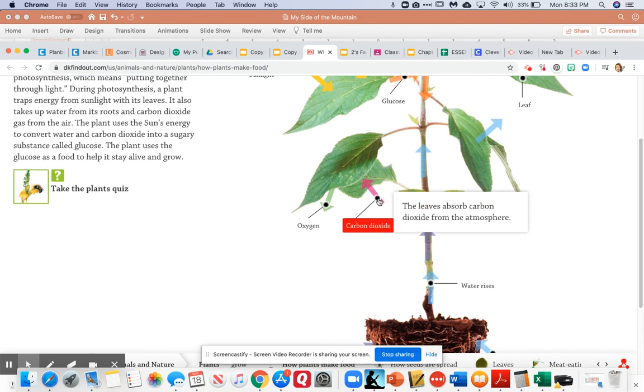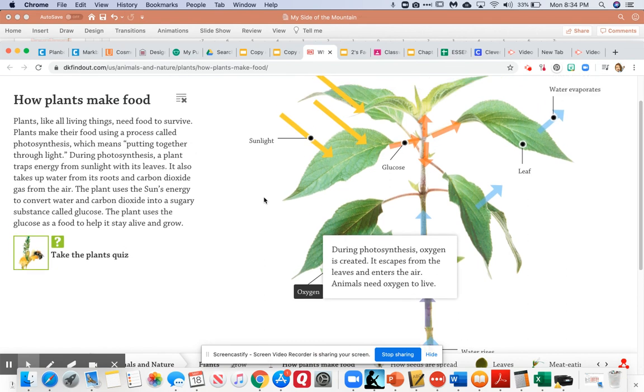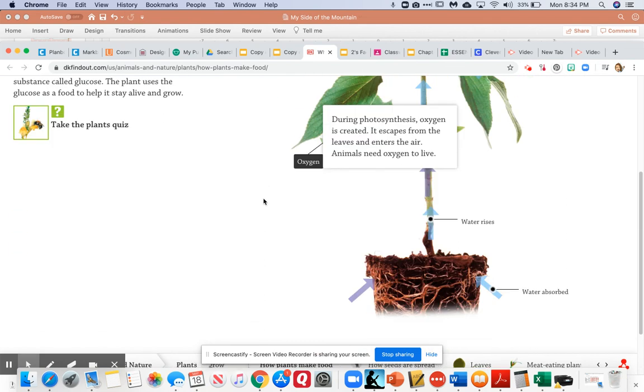And then carbon dioxide. The leaf absorbs carbon dioxide from the atmosphere. And here's what we talked about earlier. One of the byproducts, again, these are the things going in, and then the things coming out, oxygen. During photosynthesis, oxygen is created. It escapes from the leaves and enters the air. Animals need oxygen to live. Okay, so I think we finished that.